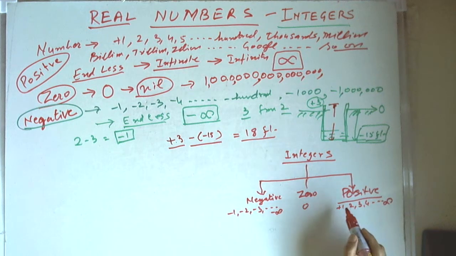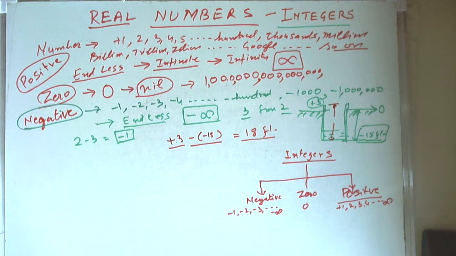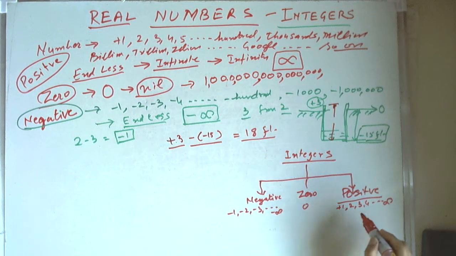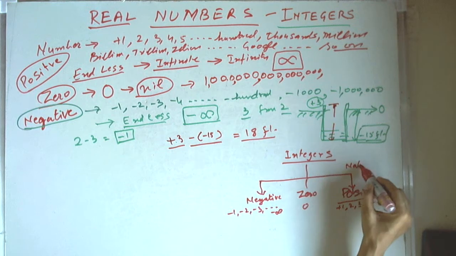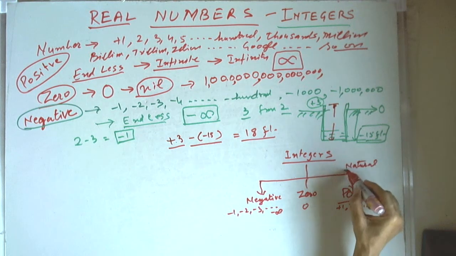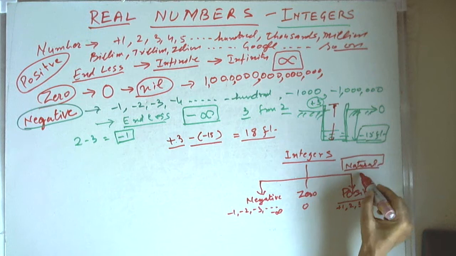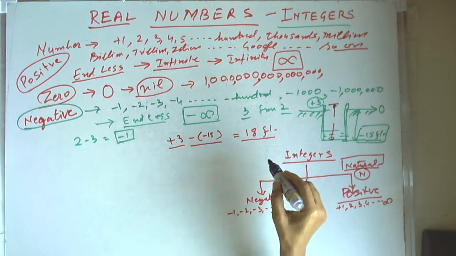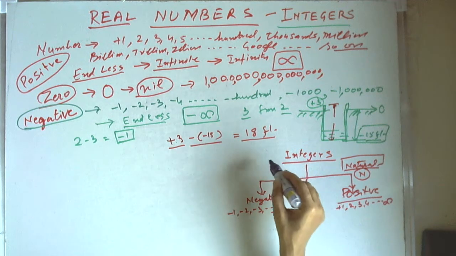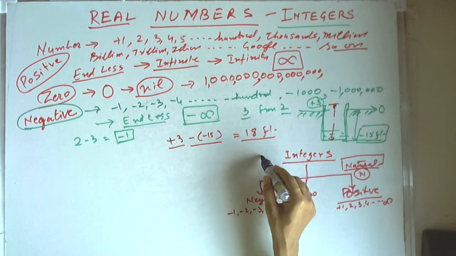Now the positive numbers, the positive sign normally is omitted for convenience, and it is assumed that if no sign is written, then it is positive. Now positive numbers are also called natural numbers, and they are represented by the letter N. And integers are represented by the letter Z.